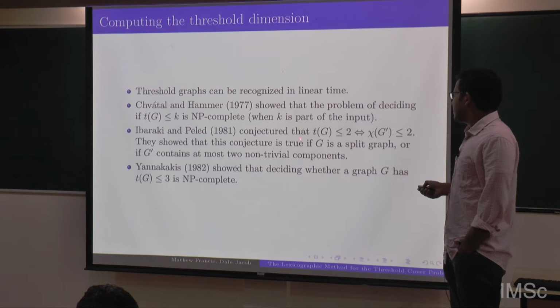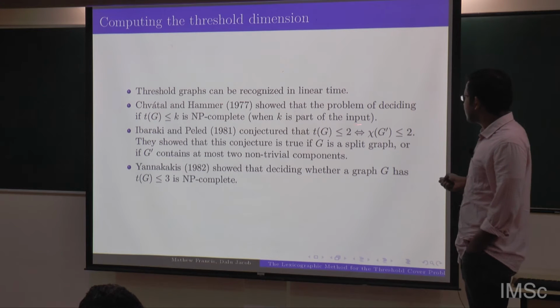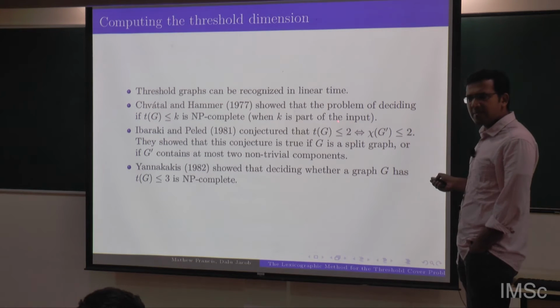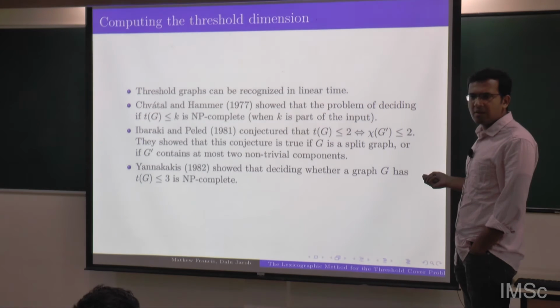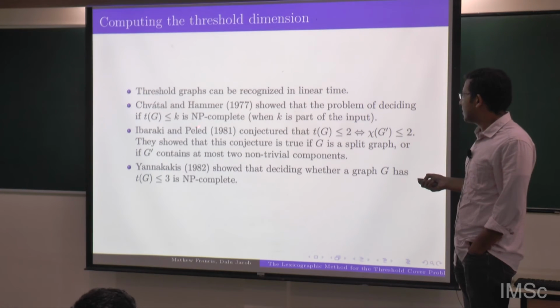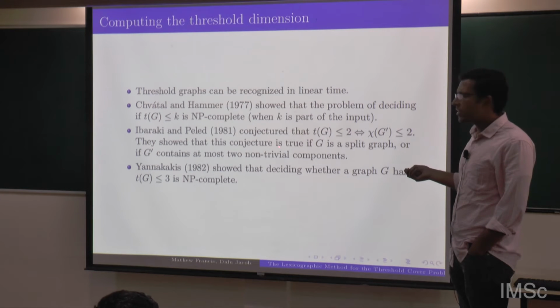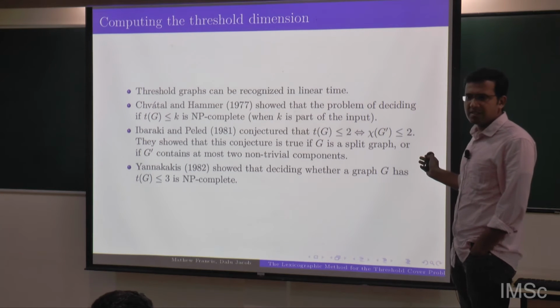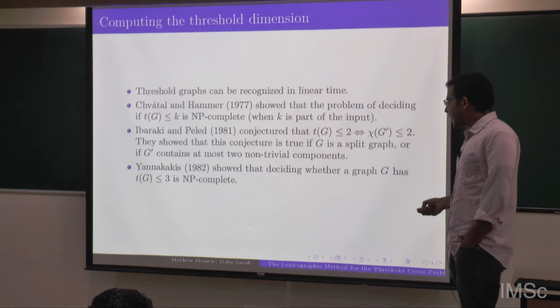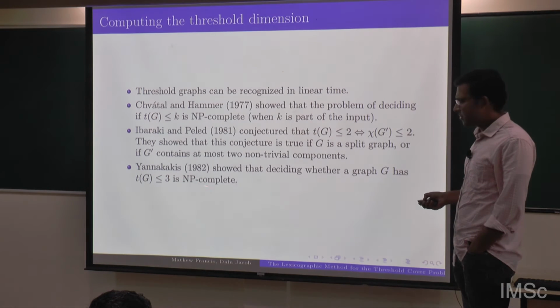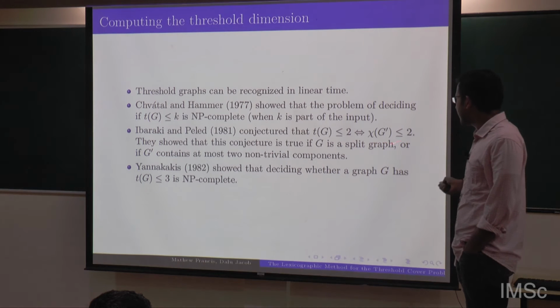And you have to note that if this conjecture is true, then that immediately implies a polynomial time algorithm to decide if a graph can be covered with 2 threshold graphs, right? You just construct the auxiliary graph and check if it's bipartite. That's it. So Yannakakis narrowed the gap. Okay, so this was still open at that time.